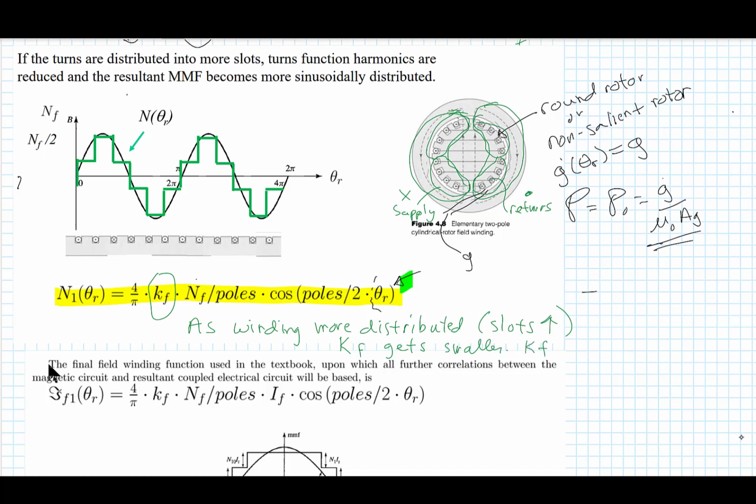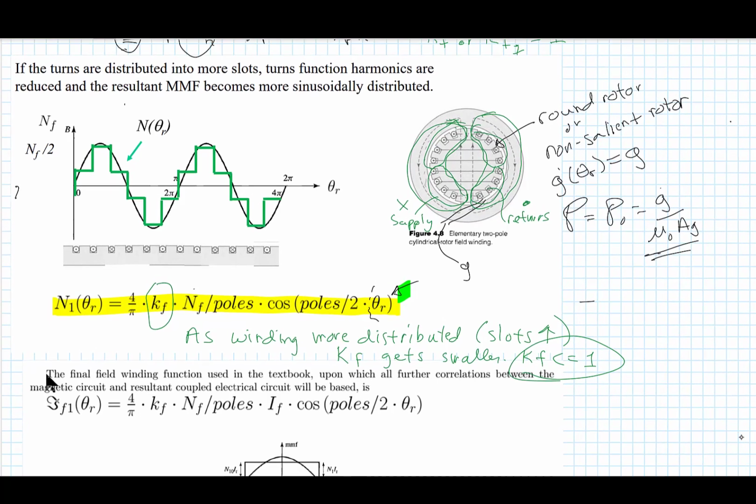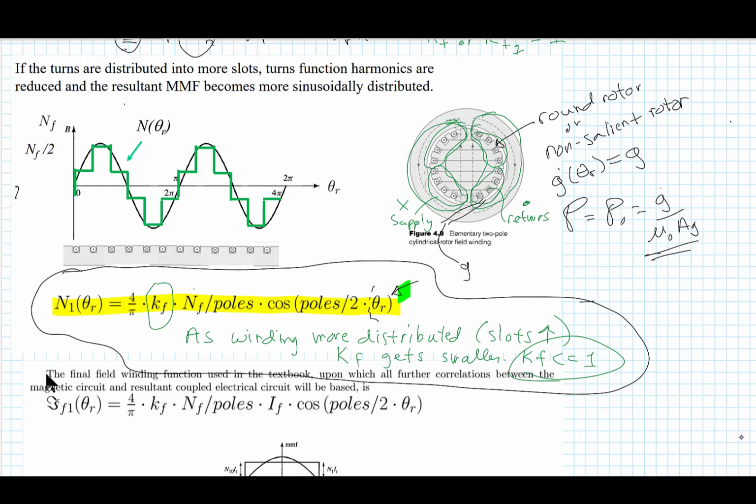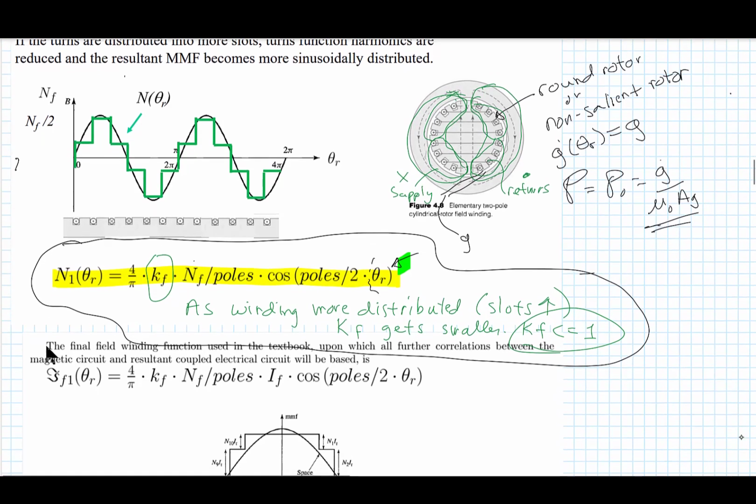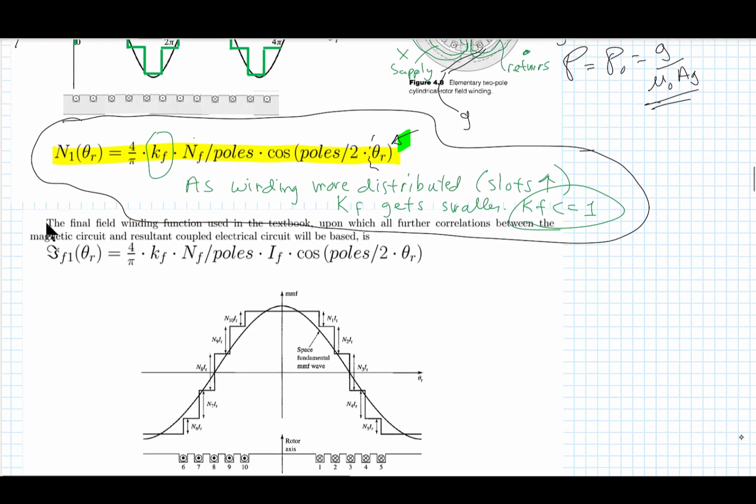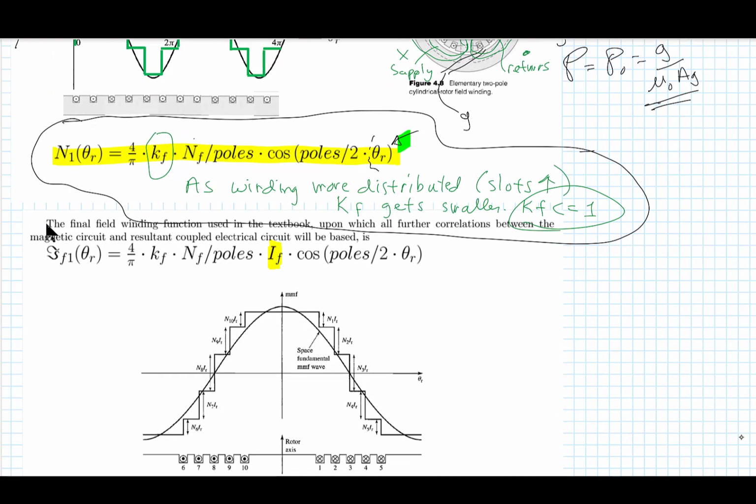So KF is less than or equal to 1, and it's equal to 1 if you just had one slot per pole per coil end. And now that we have this position-dependent turns function, it follows that if we were to put a constant field current into the winding associated with that turns function, we could get an MMF here.